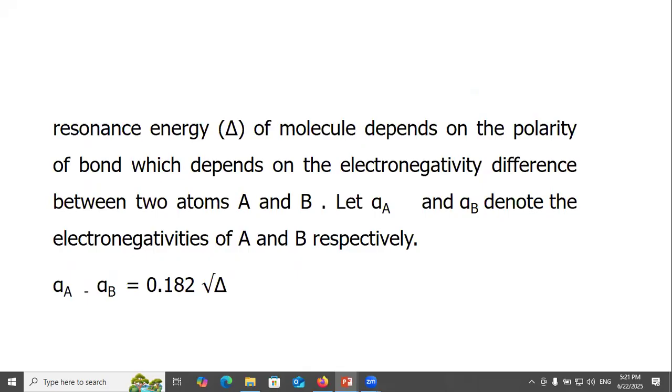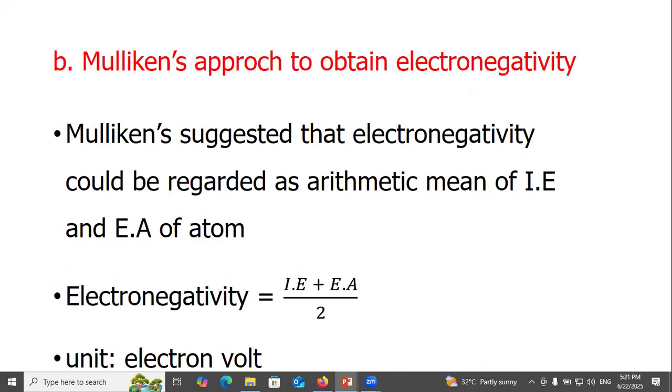Resonance energy delta of the molecule depends on the polarity of the bond, which depends on the electronegativity difference between the two atoms A and B. Let alpha A and alpha B denote the electronegativity of A and B. So alpha A minus alpha B equals 0.182 root under delta. Mulliken's approach to electronegativity: Mulliken suggested that electronegativity could be regarded as the arithmetic mean of the ionization energy and electron affinity.